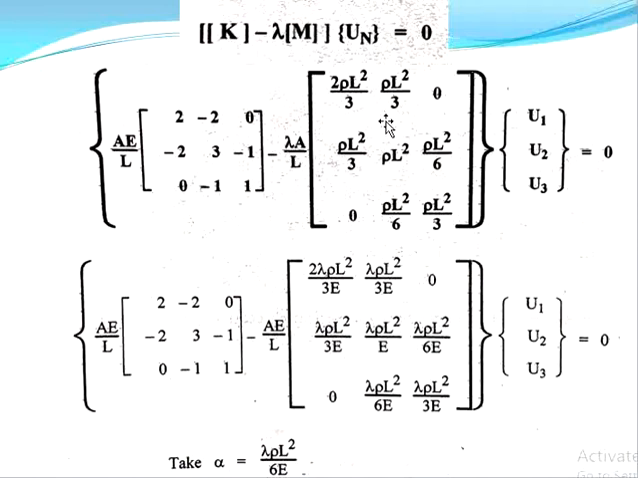Put this lambda inside the matrix and take common capital E from inside the matrix. This common factor should be the same for both matrices. By taking it common, we'll get this type of value. Then for simplicity, we consider alpha is equal to lambda rho L square upon 6E. In each term there was lambda rho L and E, so we consider this whole term as alpha.